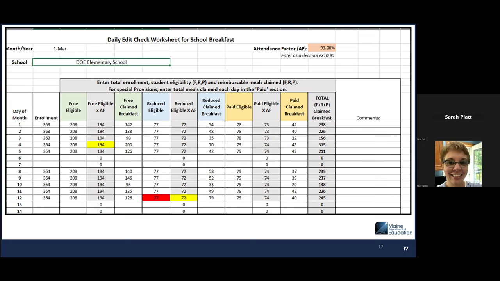Is it a delayed start day and it's affecting my breakfast counts? Well, maybe you want to do breakfast in the hallway so that as soon as students come in, they have access to a breakfast. So that's just giving you a pattern that might be helpful to your program.